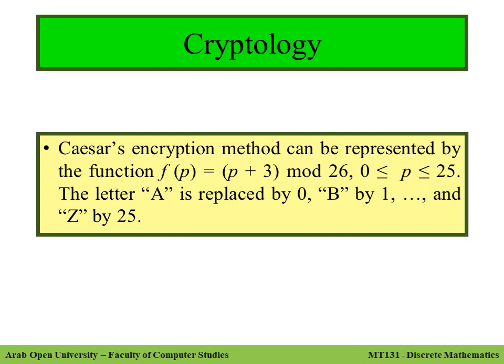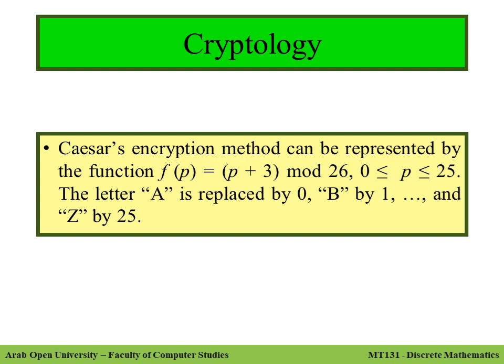Here f of p is equal to p plus 3. Take the position of the letter, add 3 to it, mod 26. You have to apply the modulo 26 because the alphabet here starts with 0 for A and ends with 25 for Z. So if you add this number and you get a number more than 25, you want to still end up within the alphabet, so you take mod 26. Take the remainder when you divide by 26.